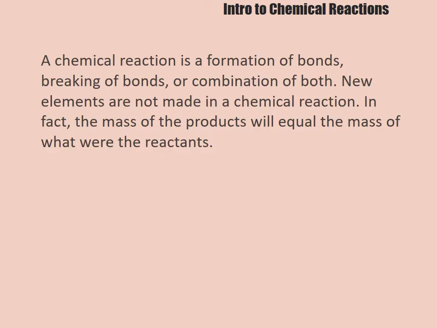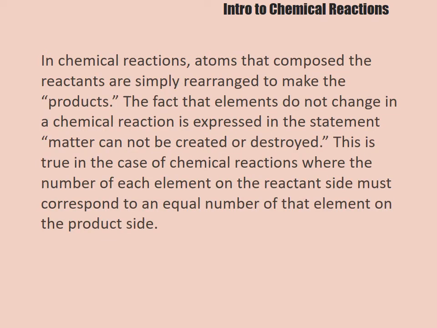A chemical reaction is a formation of bonds, breaking of bonds, or a combination of both. New elements are not made in a chemical reaction. In fact, the mass of the products will equal the mass of the reactants. In chemical reactions, atoms that compose the reactants are simply rearranged to make the products. The fact that elements do not change in a chemical reaction is expressed in the statement, matter cannot be created or destroyed. This is true in the case of chemical reactions, where the number of each element on the reactant side must correspond to an equal number of that element on the product side.